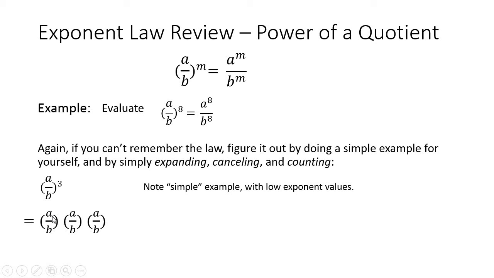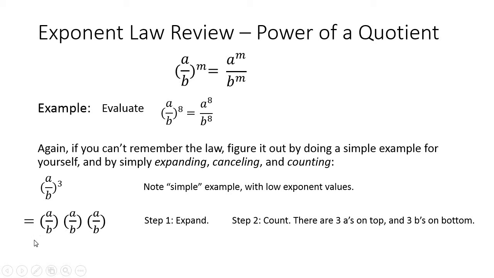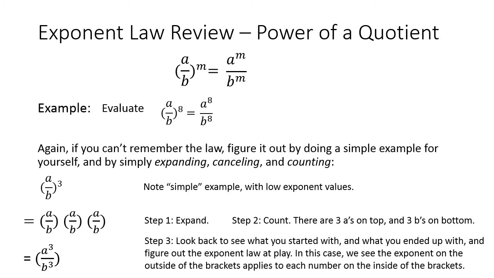Count the a's and the b's. You have 3 on the top, 3 on the bottom. So a cubed on the top, b cubed on the bottom. You can see that you started with a over b to the 3, and then that 3 applied to both the top and the bottom. So that was your law there.